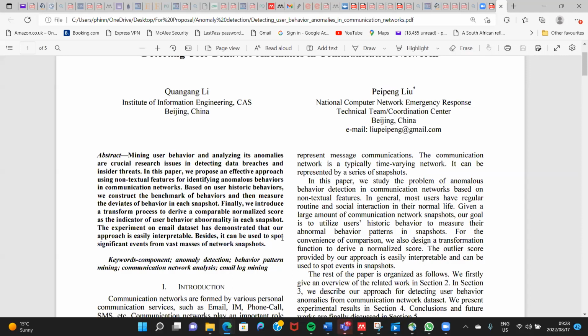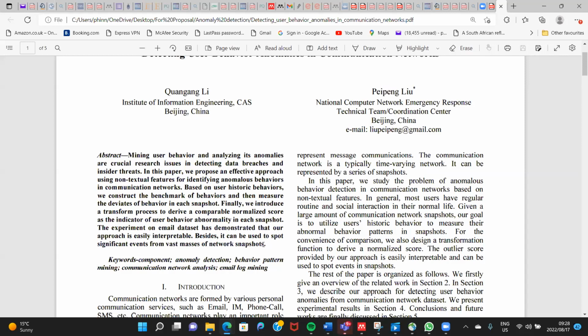So that is the finding, right? The experiment on email data set has demonstrated. So that part is the findings. You can copy all that and put it in the findings area.